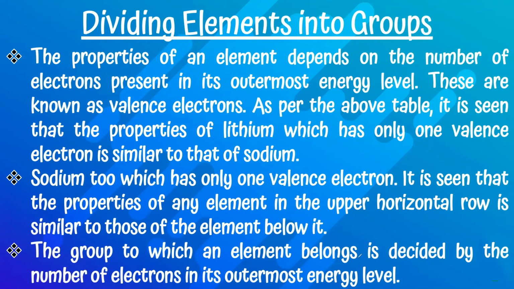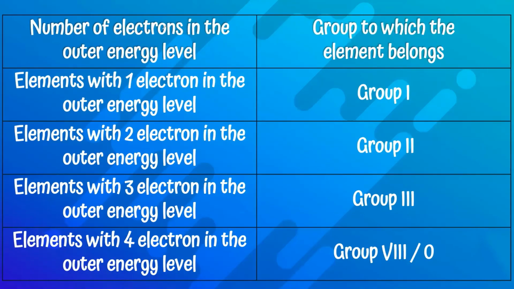The group to which an element belongs is decided by the number of electrons in its outermost energy level. Number of electrons in the outer energy level, group to which the element belongs. Elements with one electron in the outer energy level: hydrogen, lithium, sodium and potassium.